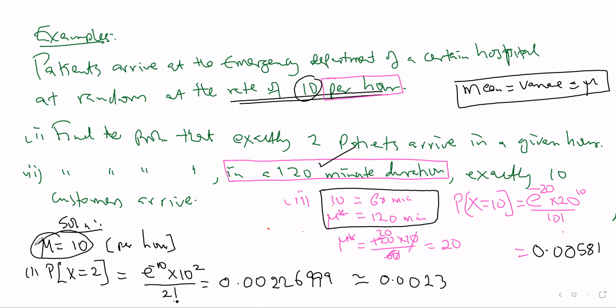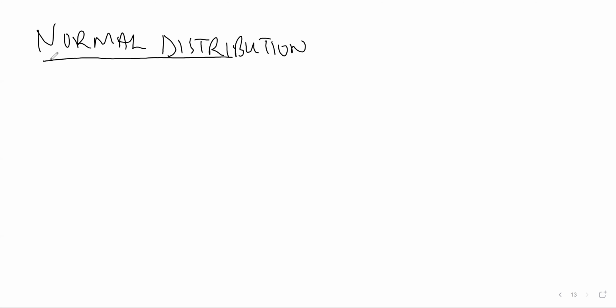Then finally, I want us to move to the normal distribution, which we said is an example of a continuous probability distribution.